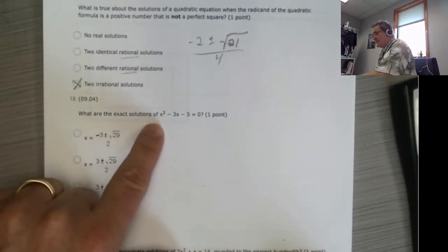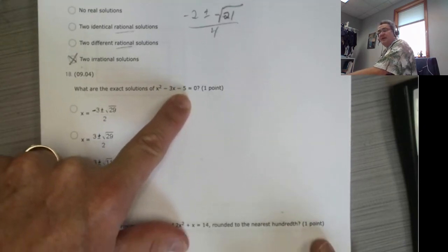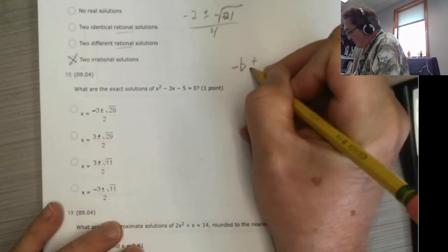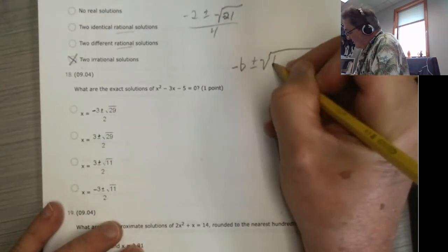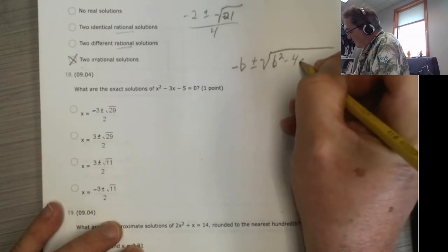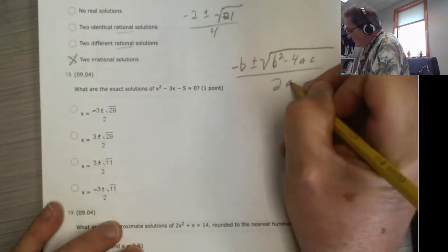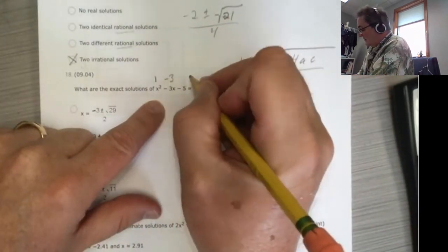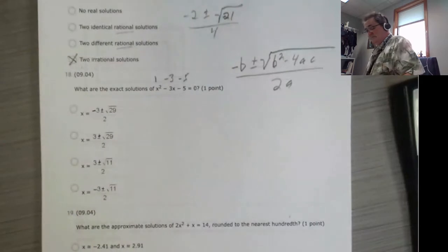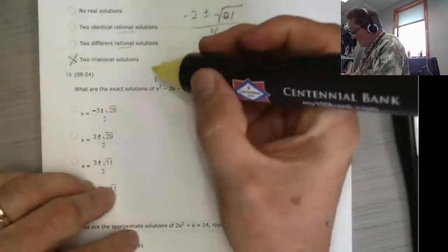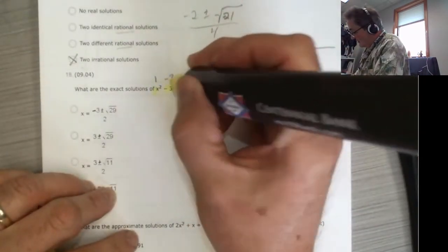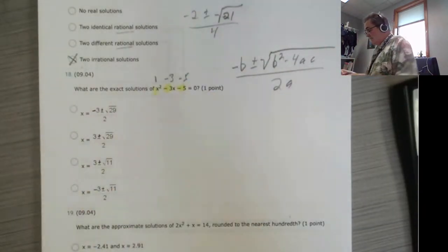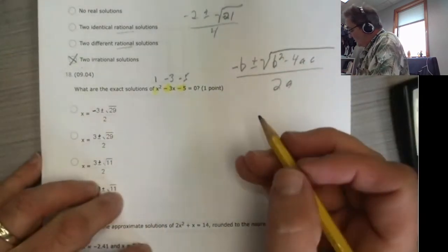Now it says, what are the exact solutions of x squared minus 3x minus 5? Well, let's use that quadratic formula. So negative b plus or minus the square root of b squared minus 4 times a times c, all over 2a. So our a is 1, our b is -3, and our c is -5. You just take the coefficient of x squared, the coefficient of the x, and then the constant. So our coefficient of x squared is 1. And let's substitute them into the quadratic formula.